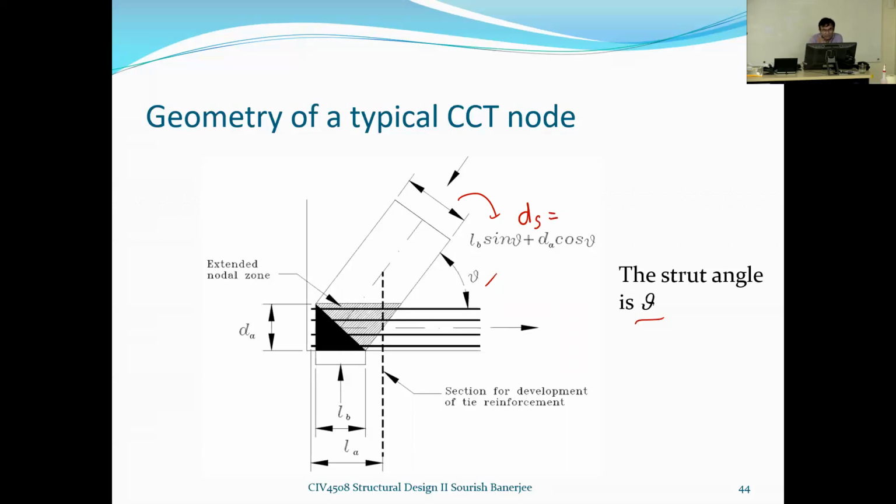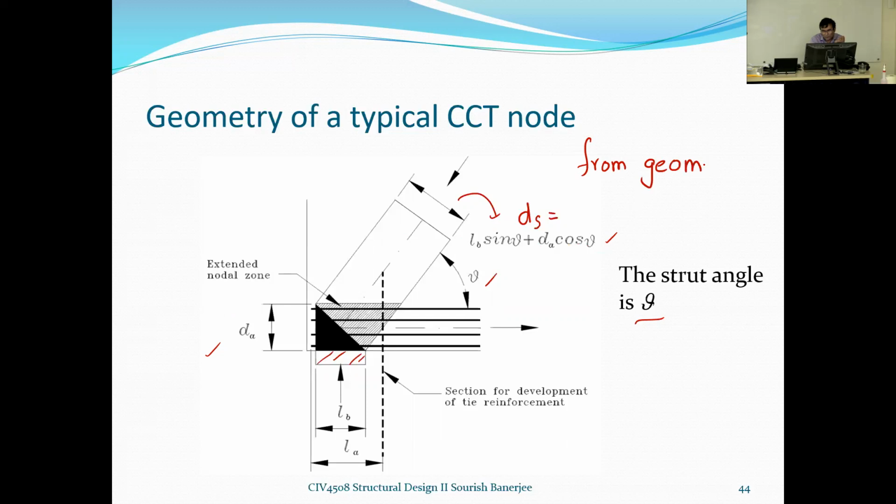What is LB? LB is the size of the bearing plate. That's your length of the bearing plate. And you can see DA. What is DA? DA is the anchorage depth, or the depth of the tie. And that means the strut depth can be calculated from geometry like this. This is calculated from geometry.